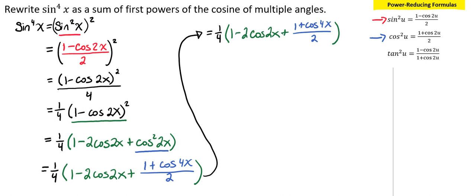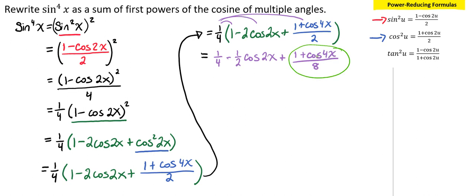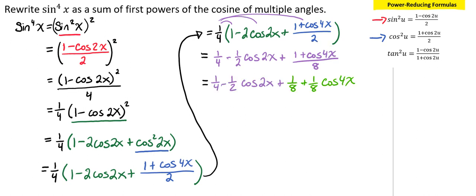And so now we can go ahead and distribute our 1/4, which is going to give us 1/4 minus 1/2 times the cosine of 2x plus 1 plus cosine of 4x all over 8. And we're going to rewrite this a little bit differently so that we can see what we can combine here. So we're going to split this apart a little bit. Now that's going to give us a 1/4 minus a 1/2 cosine of 2x plus 1/8 plus 1/8 of cosine of 4x. So here I can see that I can put my 1/4 and my 1/8 together. So if I take 1/4 and I add 1/8 to that, that's going to give me 3/8. And I still have my minus 1/2 cosine of 2x plus 1/8 cosine of 4x.